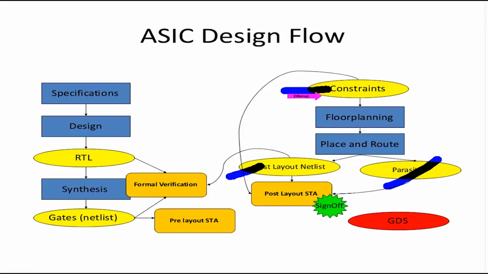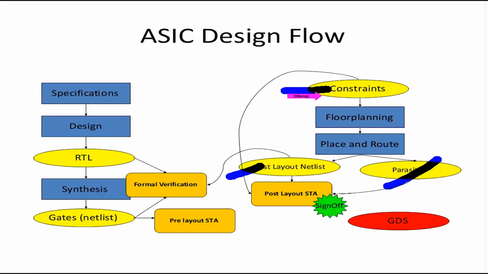Most of the popular ones are LVS and DRC, and once we have done sign off using PrimeTime, LVS and DRC using the backend tools, we can be sure that the design is good for fabrication. The output is GDS. It is a graphic data stream file that we send to the fabrication lab like TSMC, and they use it to manufacture the chip.